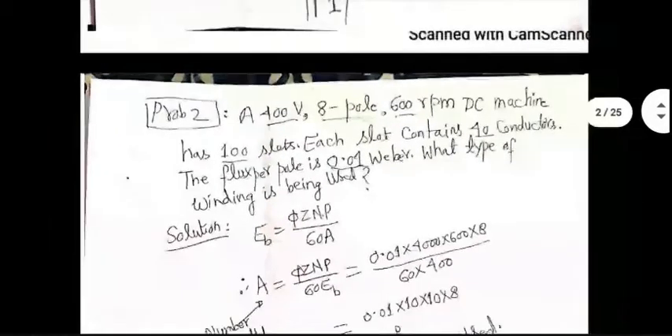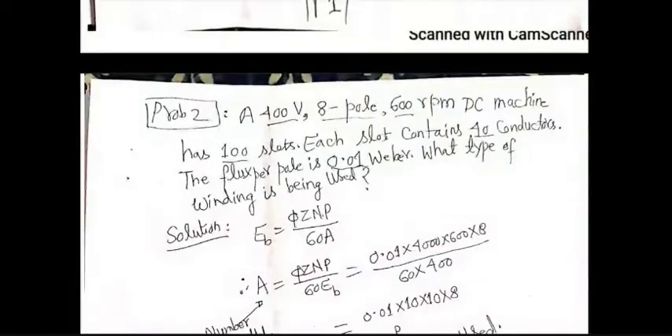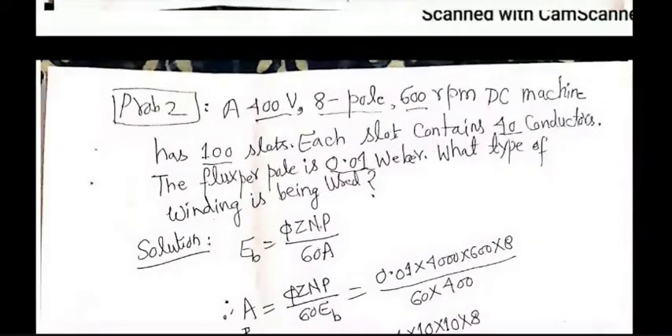Problem 2. A 400 volt, 8 pole, 600 RPM DC machine has 100 slots. Each slot contains 40 conductors. So the total number of slots is 400. Sorry, total number of conductors is 4000. The flux per pole is 0.01 Weber. What type of winding is being used?